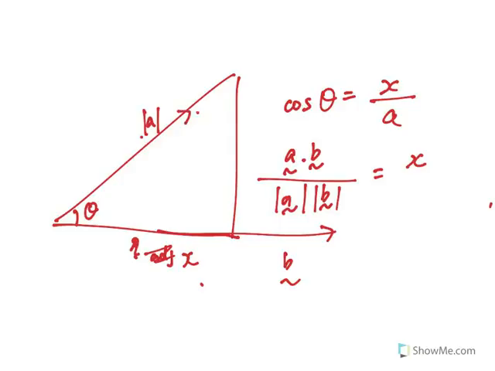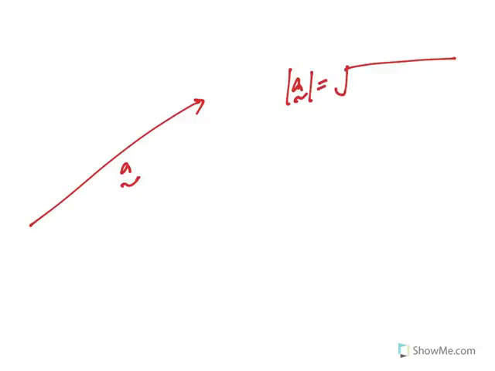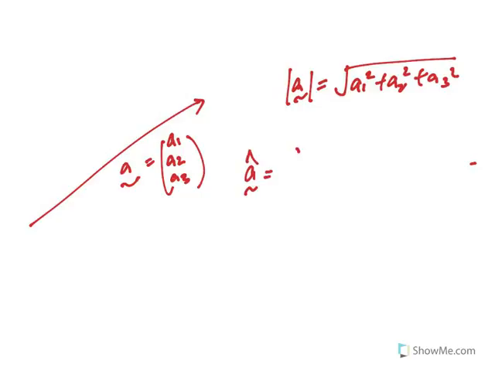If it's a vector A, this length will be mod A. When you mod something, you square it, add the components, then root it. Let's say A has three components: A1, A2, A3. Then mod A is the square root of A1 squared plus A2 squared plus A3 squared. The unit vector A hat is just A over its own magnitude.